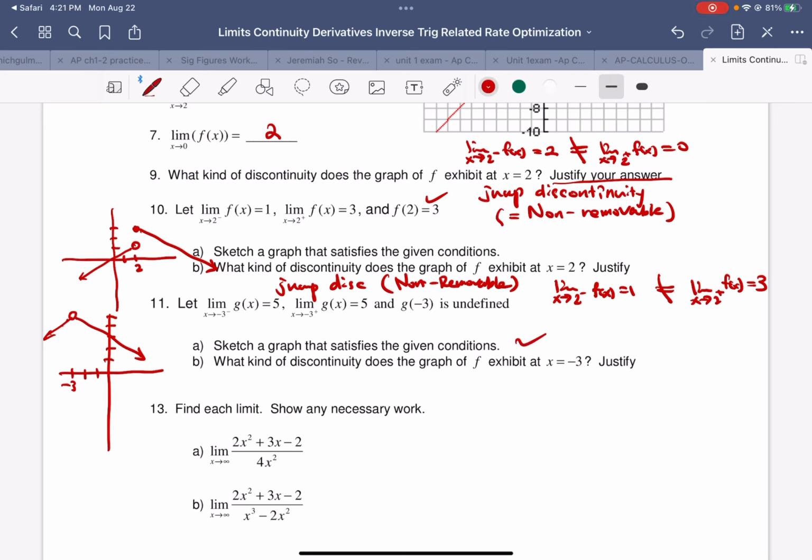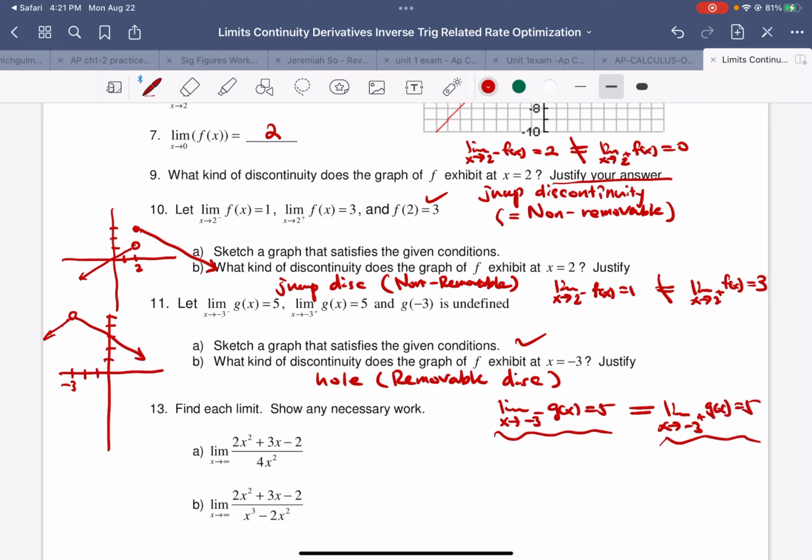So that is the answer. Now, what kind of discontinuity? This is a hole, right? Hole, so we call that removable. Only a hole is removable. Removable discontinuity. How are you going to justify? You will see the limit value is the same. As x approaches -3 from the negative side, your g of x is 5. That's going to equal the limit as x approaches -3 from the positive side of g of x, that's also 5. So as long as they are the same, that means the limit value exists. Then it's removable because it is a hole.